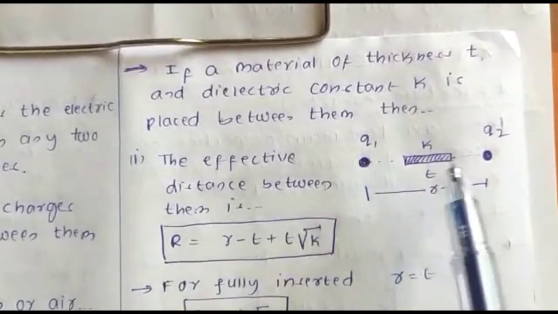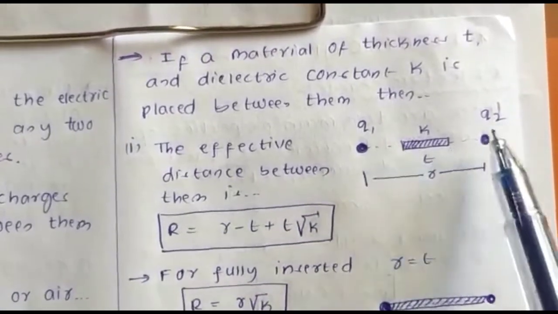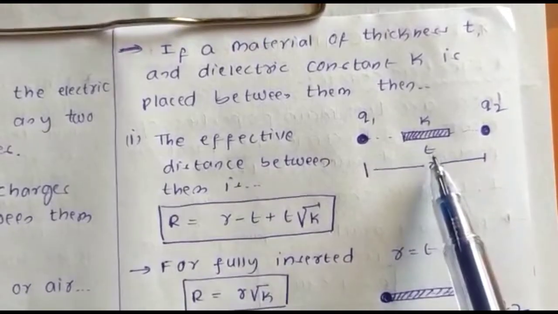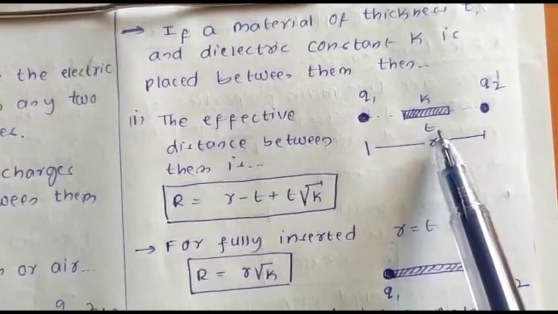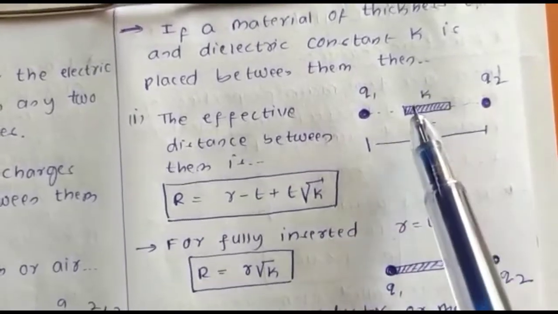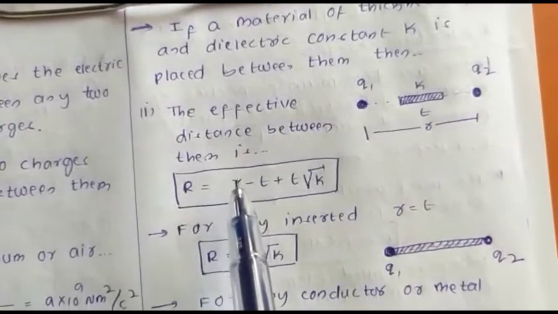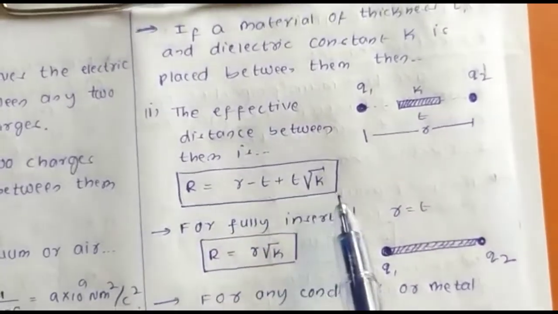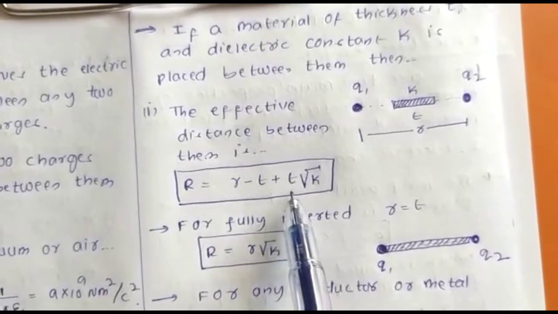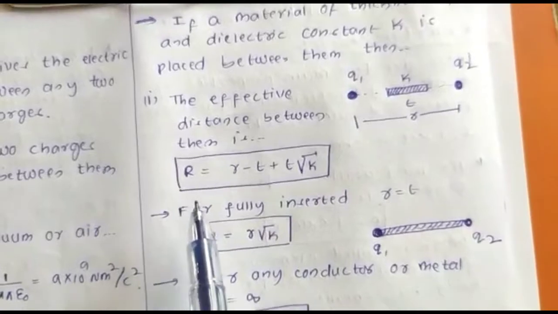For example, these two charges are separated by a distance r. In between them, let us put one dielectric material of dielectric constant K, and t is the thickness of the material. Therefore when you keep one dielectric material between these two charges, the effective distance becomes capital R = r - t + t√K. Here K is the dielectric constant, t is the thickness, and r is the initial distance between them. Capital R is the effective distance.